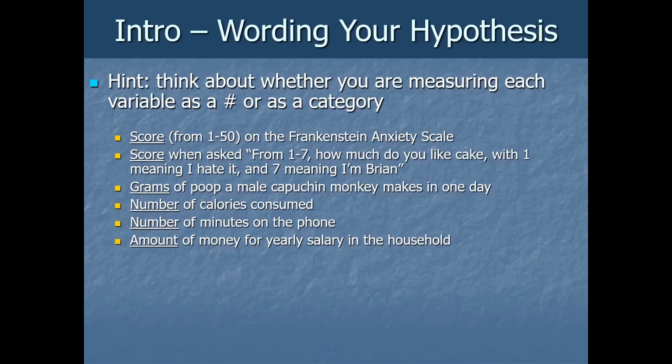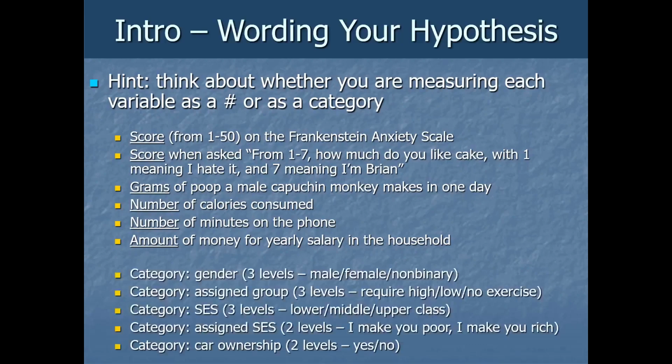Quantitative. On the other hand, sometimes you're measuring a variable in a categorical way. In other words, the value you're writing down for each person will be categorical. Try to phrase it that way when describing it in your hypothesis statement. So that would be things like gender, maybe if you're measuring it with 3 categorical levels, like male, female, non-binary, or what group someone is assigned to, like 3 levels where you require someone to do high, low, or no exercise.